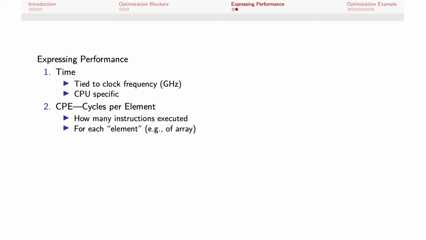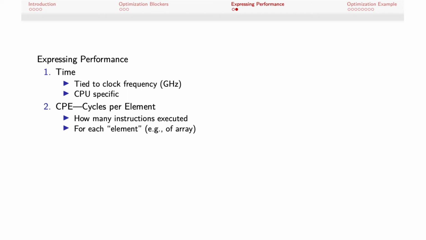By a cycle, what we mean here is basically just a tick of the CPU's clock. And because we're thinking about just how many ticks or how many instructions are going to be executed in order to arrive at a particular result, we've kind of taken the clock speed itself out of the picture.